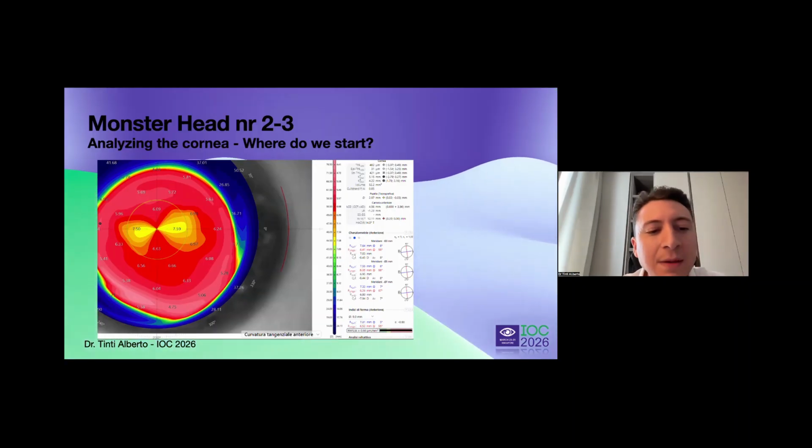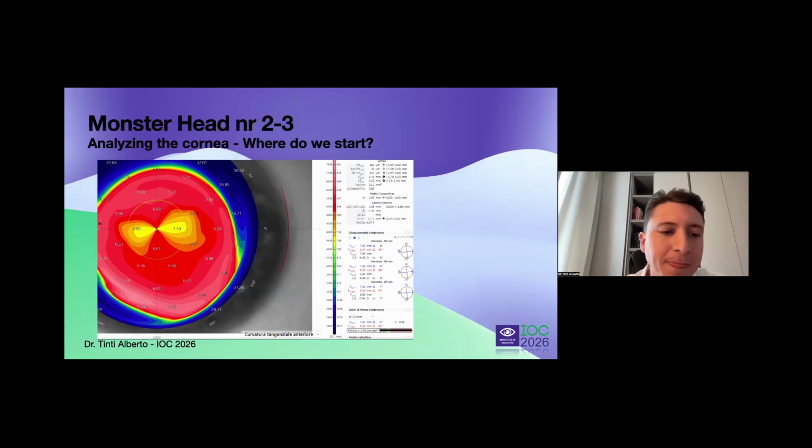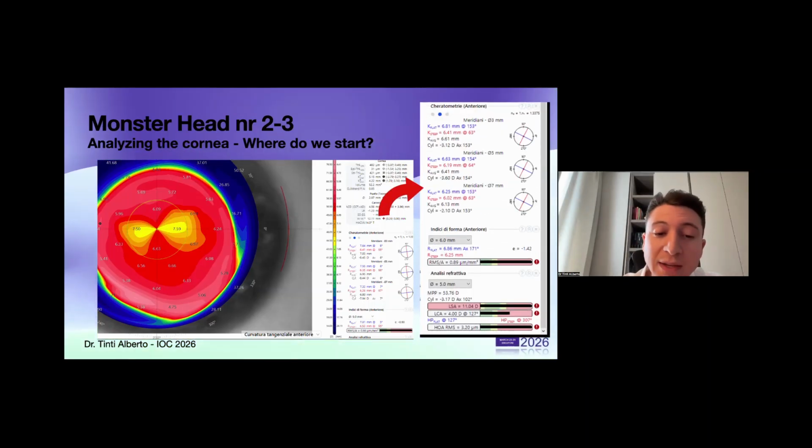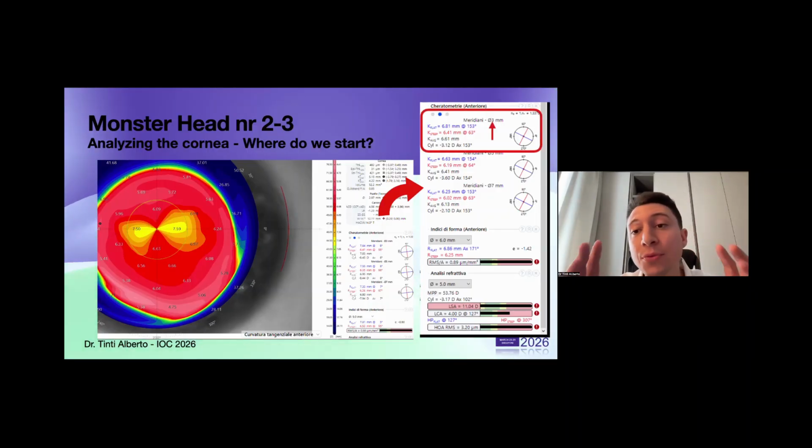Now let's look at the second and third heads of our famous monster: corneal asymmetry and high astigmatism. The first question is, how do we usually start analyzing these corneas? A common approach is to look at the keratometry values, right? These values are typically measured over a central zone of around 3 millimeters, and they give us an initial idea of corneal curvature and astigmatism. But in a highly irregular cornea, this approach can be very limited, and we are going to see why.